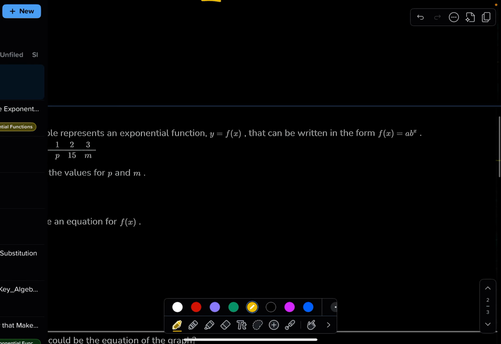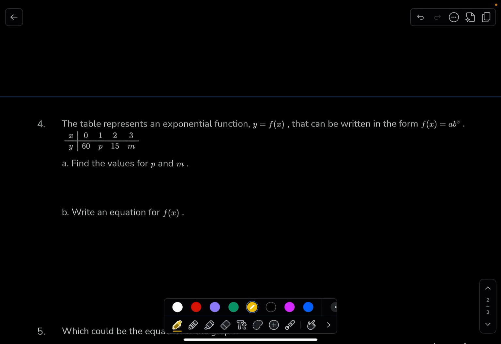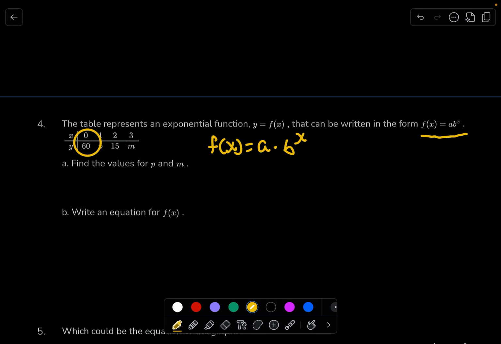Okay? On number 4, this is probably the trickiest for you guys. This one's a little bit easier than what you're probably going to have, because on the one you have, you won't be given the zero term. Here they give you the zero term. They tell you f of x equals a times b to the x. That's what we're focused on. So f of x equals a times b to the x.